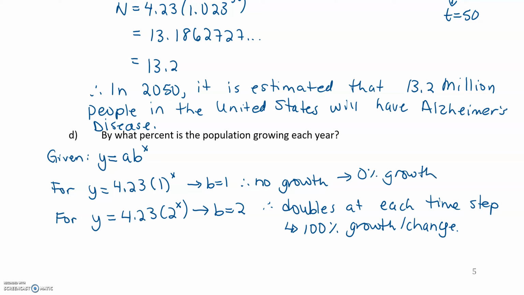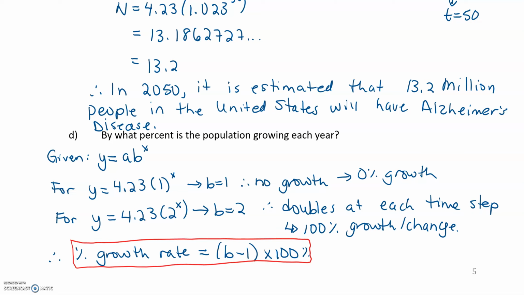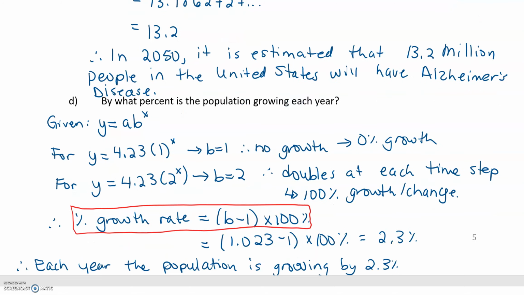When b is equal to 2, we saw 100% growth, and we can actually generalize the behavior of the growth rate by expressing the following formula. We can express the growth rate as a percentage as (b − 1) times 100%. Specifically for this example, we get (1.023 − 1) times 100, which can be expressed as 2.3% growth. Therefore, each year the population is growing by 2.3%.